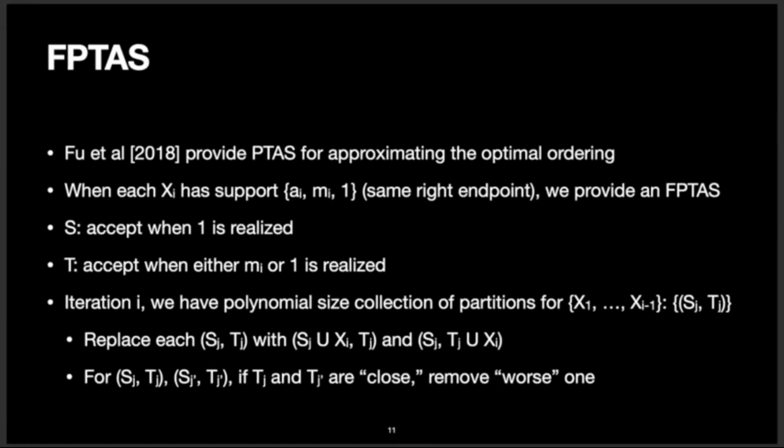And here, if we have 2 partitions where Tj and Tj' are close, so close here means that the expected reward of all the variables in Tj is close to the expected reward of all the variables in Tj', then we remove one of them. And in fact, the one we remove is, we look at the expected value of Sj and the expected value of Sj', and we remove the smaller one.